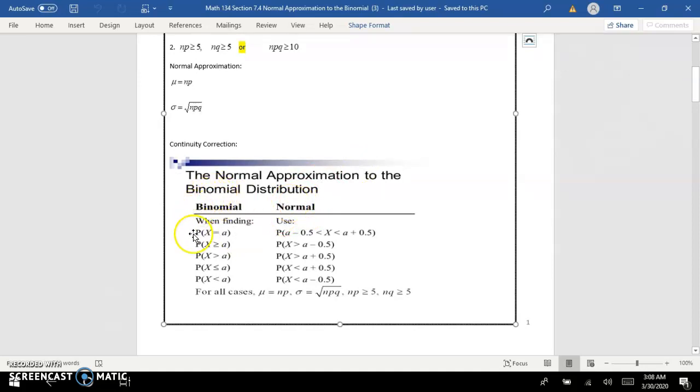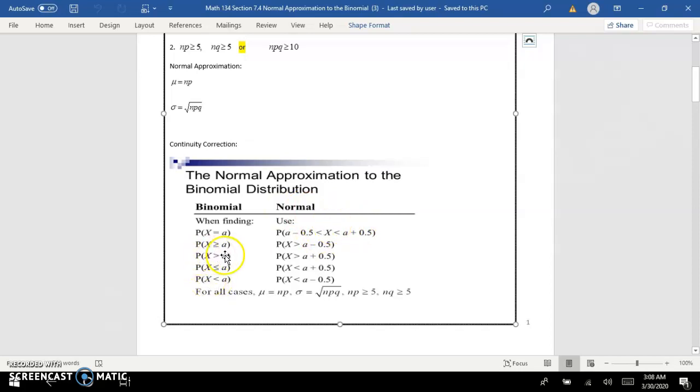So you first look at the binomial and see how each of those statements is stated. If it's a statement of equality, then as you go to the normal distribution, you're going to be adding and subtracting 0.5 from the random variable.